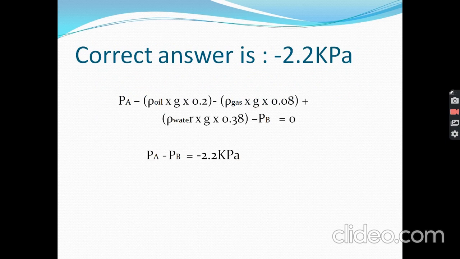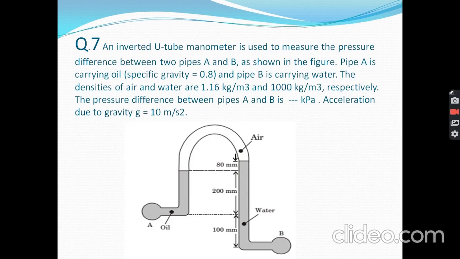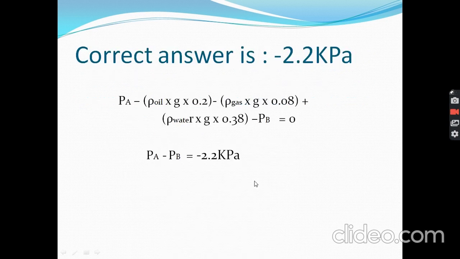So the correct answer is minus 2.2 kilopascal. Here, Pa minus rho of oil into g into 0.2 minus rho of gas into g into 0.08 plus rho of water into g into 0.38 minus Pv is equal to 0. Here we can say in the figure, we go from Pa to Pv. We take upward pressure as negative and downward pressure as positive. So Pa minus Pv is equal to minus 2.2 kilopascal.